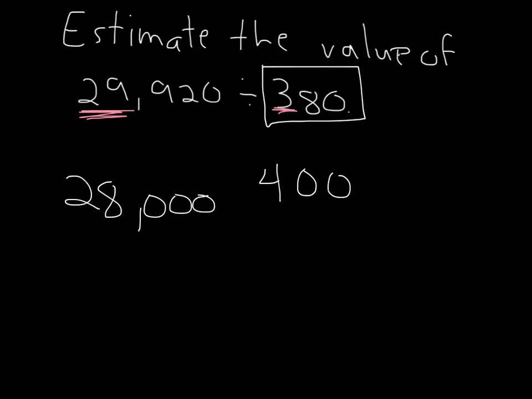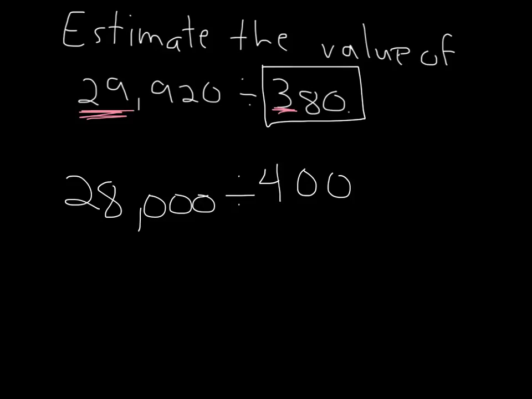That's a little different than the rounding you've done before because it's not to the nearest place. But what it is, it's to the nearest compatible number. You see, now I have a very simple problem. I have 28 divided by 4, which I already know is going to be 7. The goal of estimation is for things to be quicker and easier, and this is the quickest and easiest way.